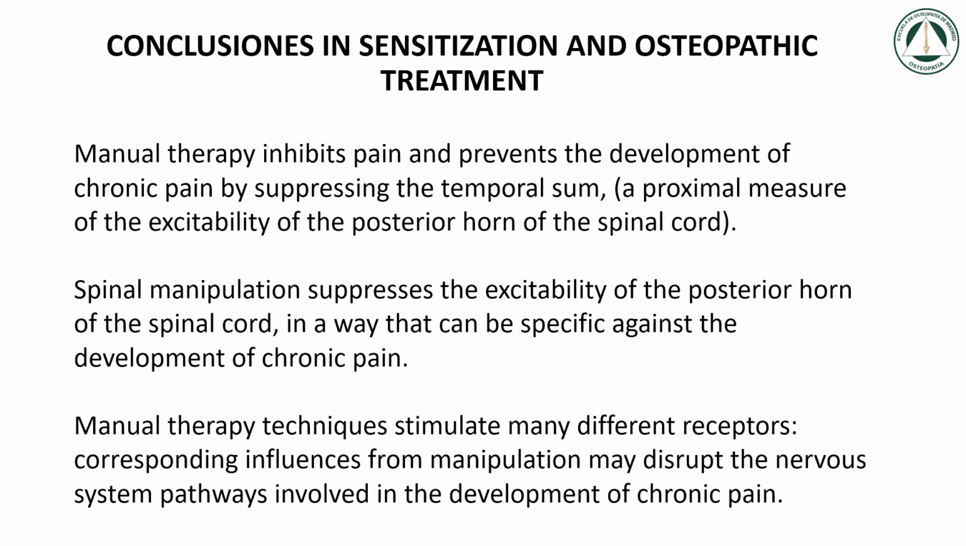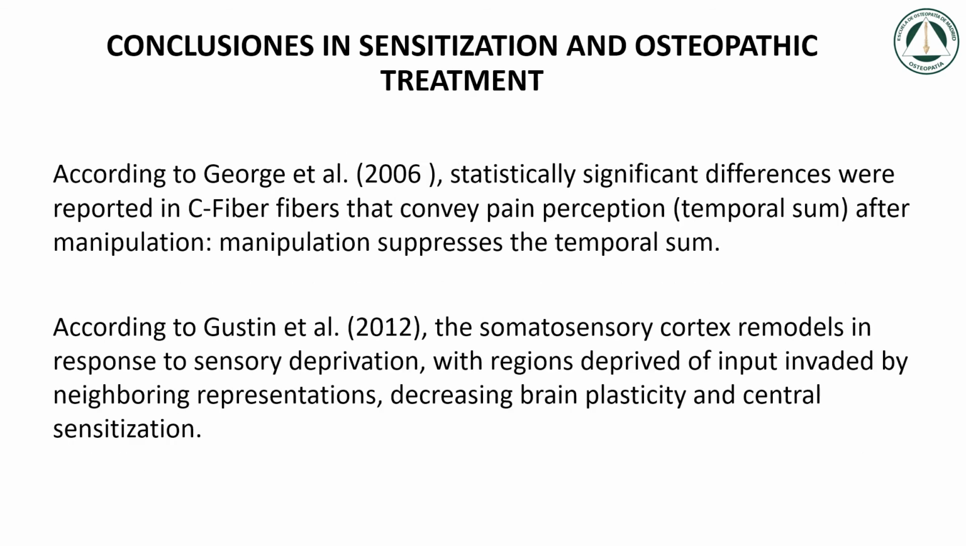Manual therapy techniques stimulate many different receptors. Corresponding influences from manipulation may disrupt the nervous system pathways involved in the development of chronic pain. According to George et al., 2006, statistically significant differences were reported in C-fibers that convey pain perception. Temporal sum. After manipulation, manipulation suppresses the temporal sum.